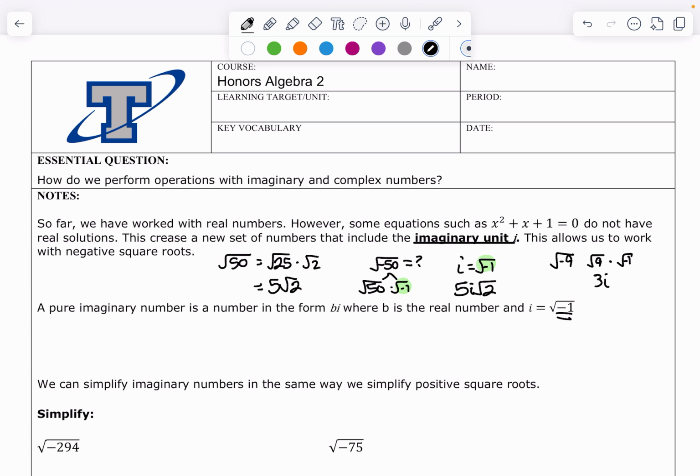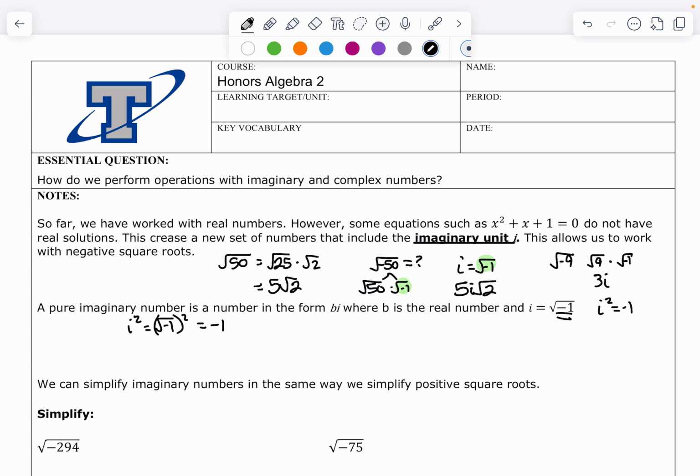The other thing you can do is if you take i squared, that would equal the square root of negative 1 squared, which is just going to equal negative 1. So now we can say that i squared equals negative 1. And so anytime you have i squared in a problem, you can replace that with negative 1. You can use that then for any exponent or any power of i.